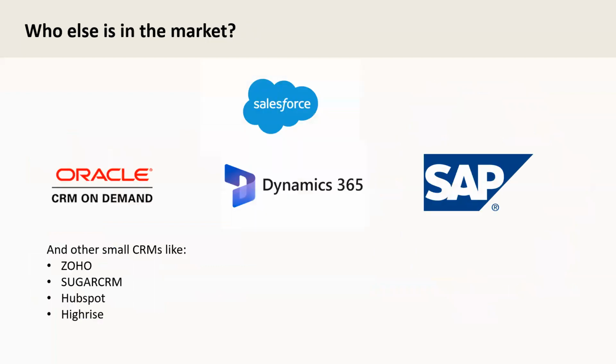Right, so we have other CRMs available in the market other than Salesforce, like Microsoft Dynamics 365 and SAP. I think SAP is very well known, right? So you all know that we have a CRM called SAP. And also we have Oracle's CRM On Demand. These are the major CRM technologies available other than Salesforce. And also we have some smaller CRMs like Zoho, SugarCRM, Highrise, HubSpot, etc.